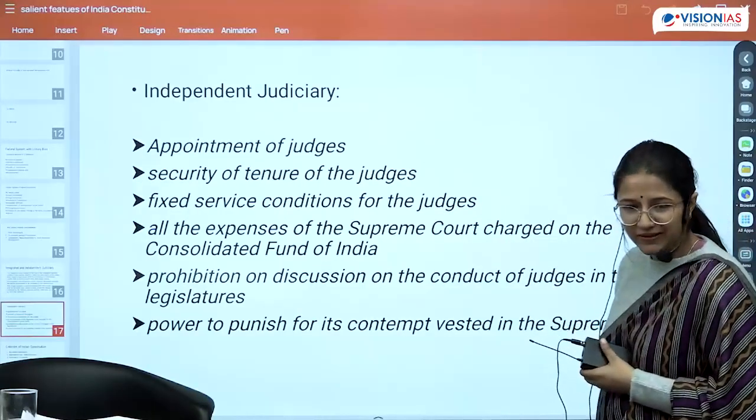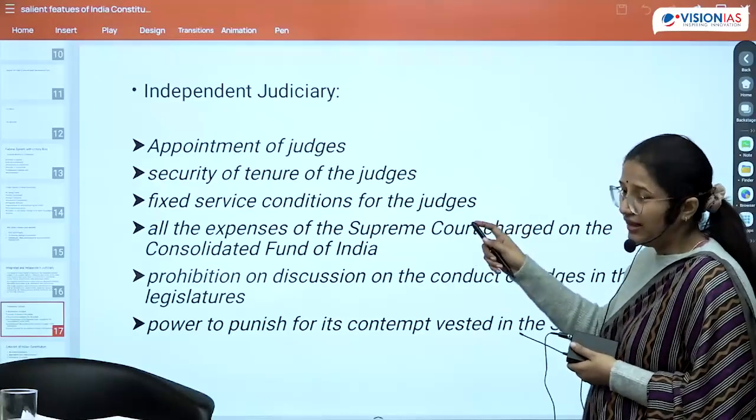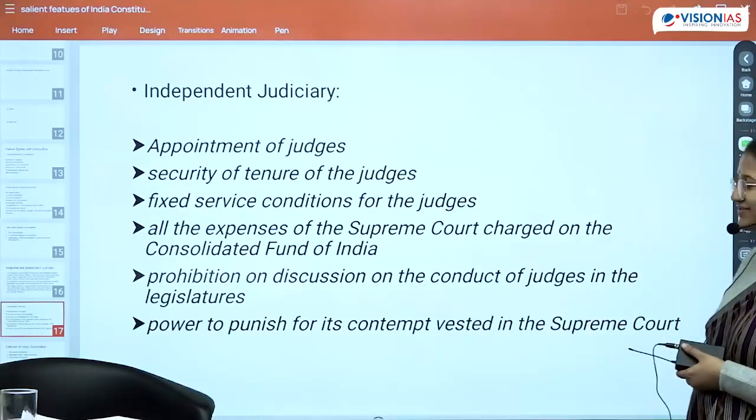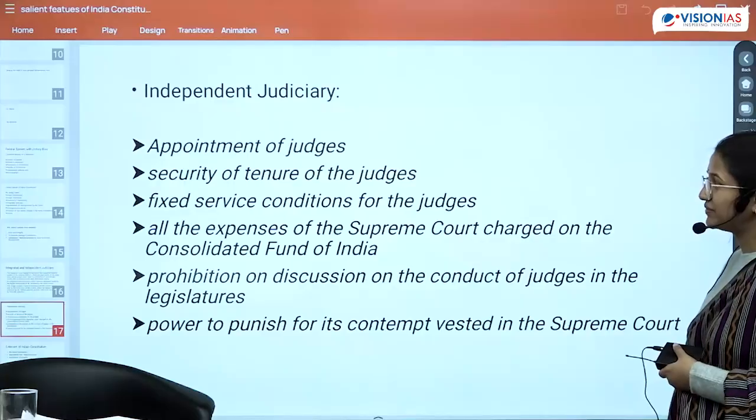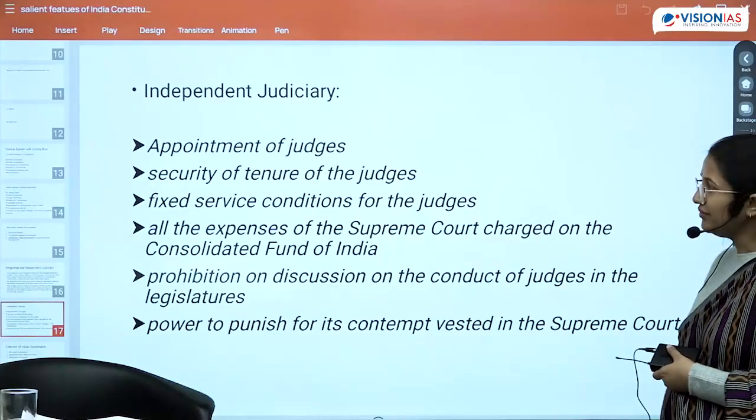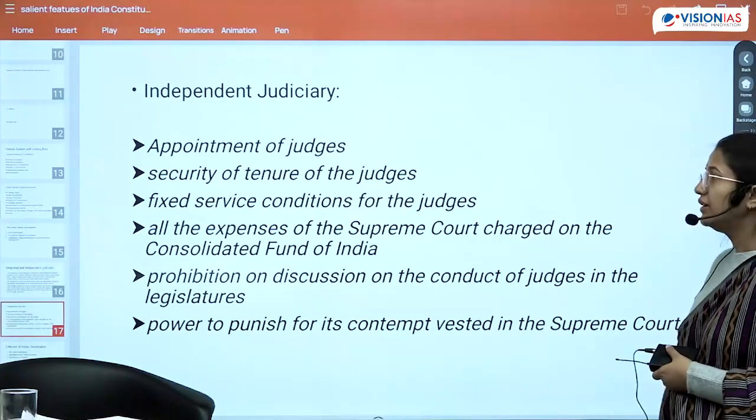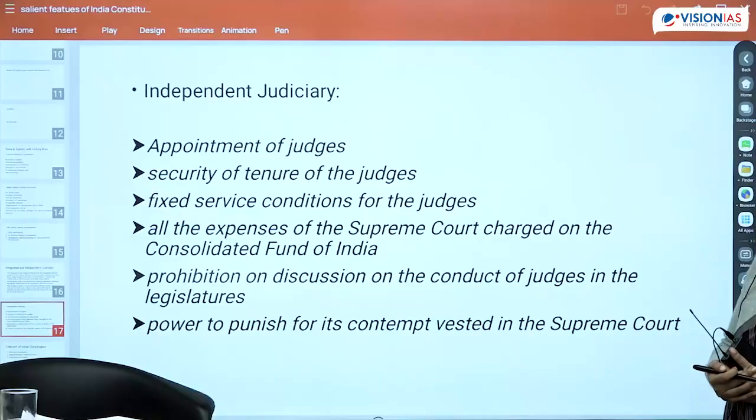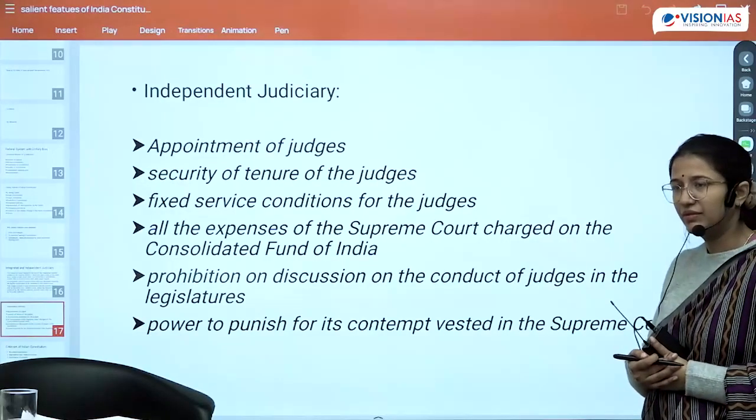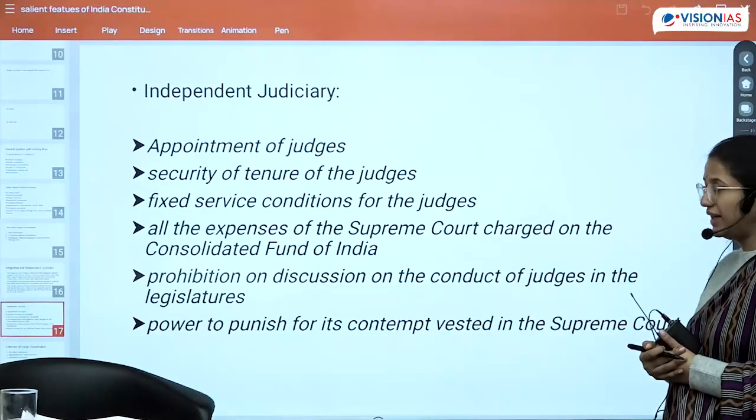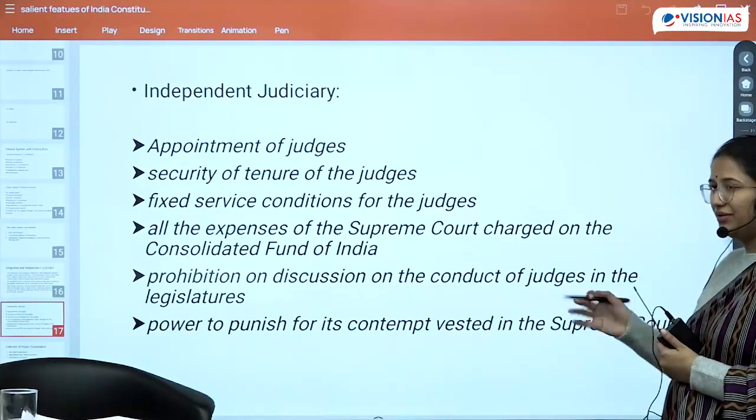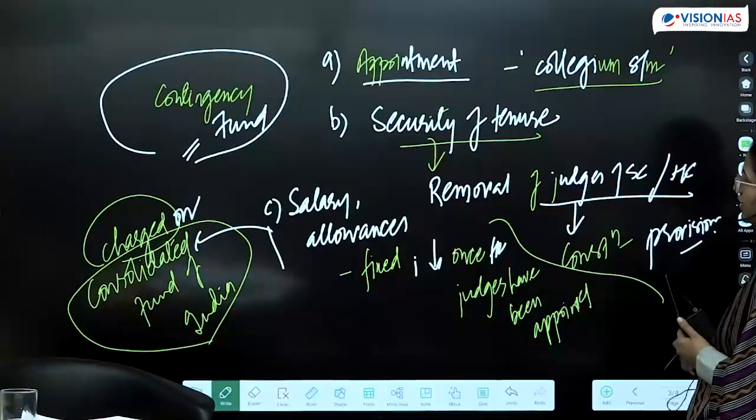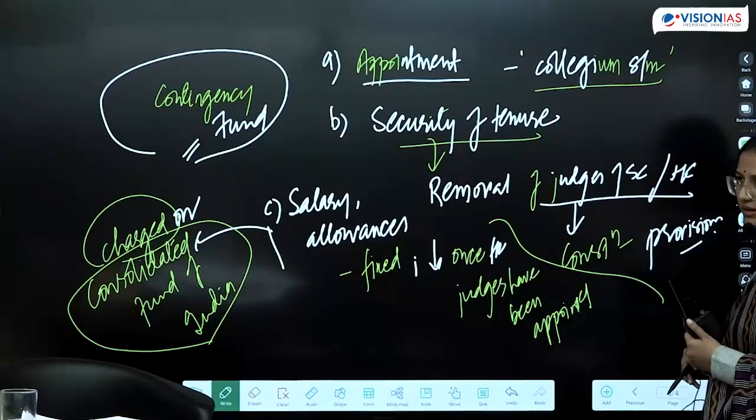Independent judiciary आपने लिखा है ना. It is ensured through. In points, write down appointment of the judges. Put a hyphen. Through the collegium system.